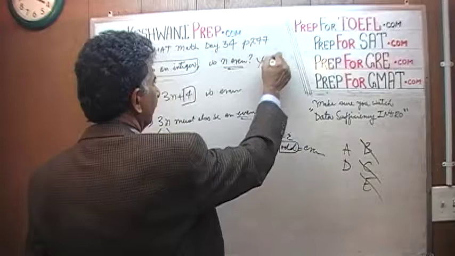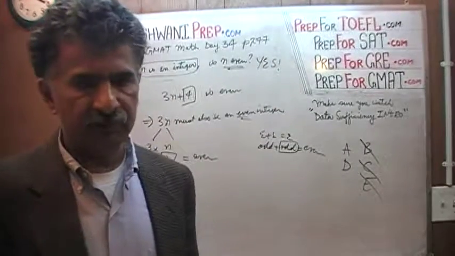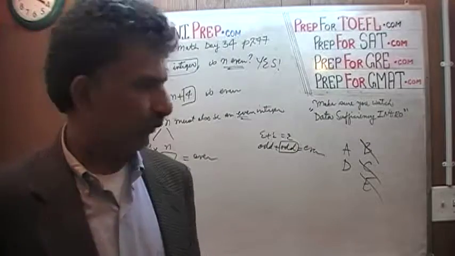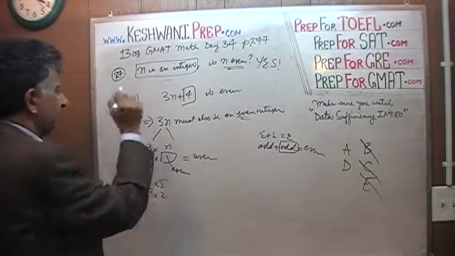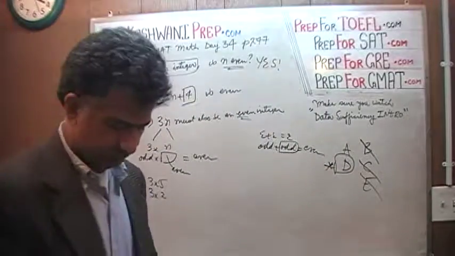Question: is n even? Answer is yes. Again, if the answer turned out to be no, it still wouldn't have changed anything. We are able to say yes or no. So the second statement also does the job by itself, and therefore the answer is D. That's it. That's all there is.